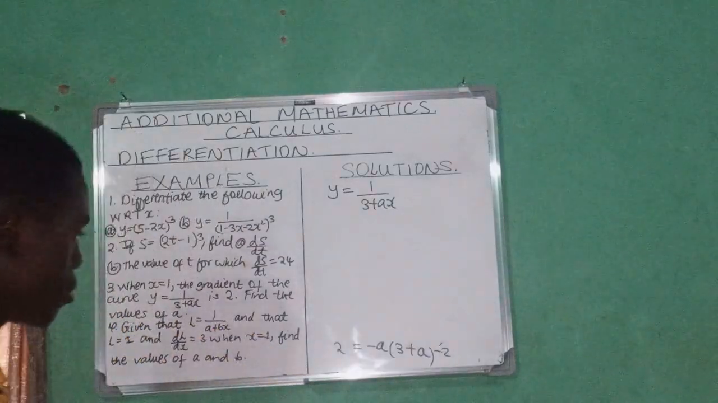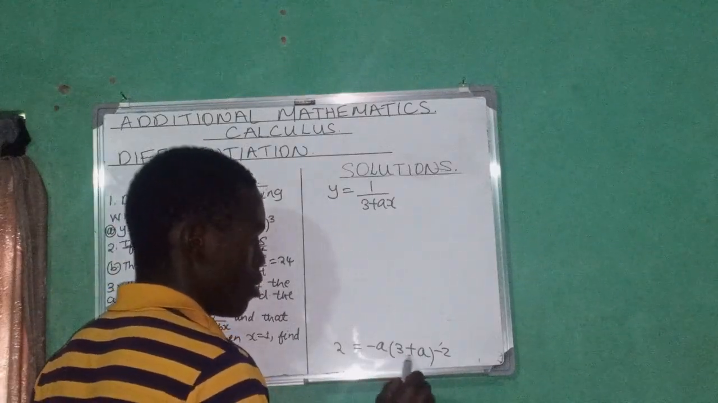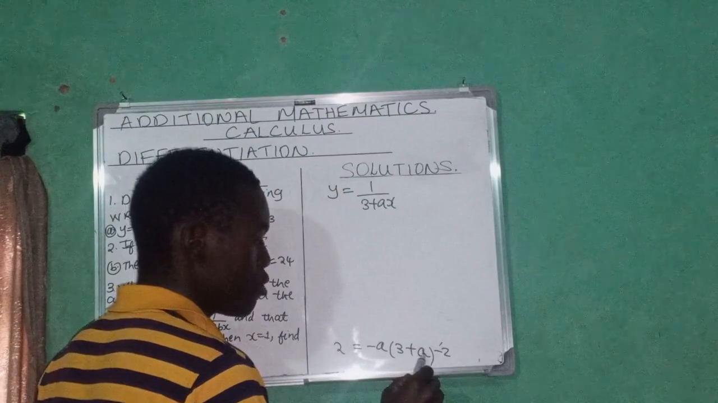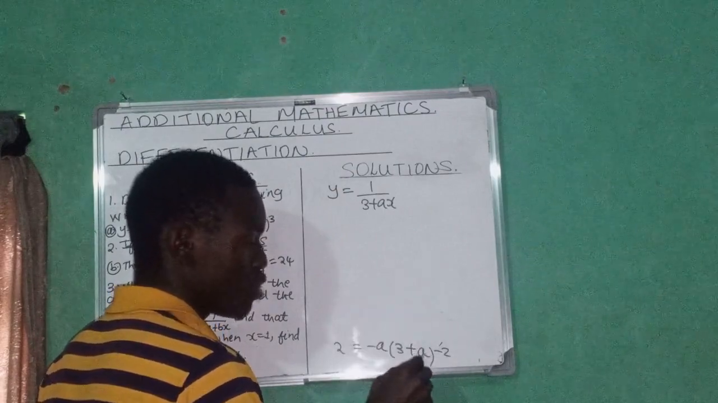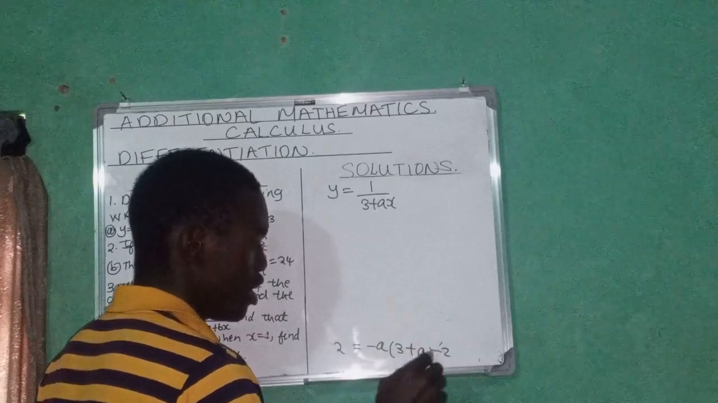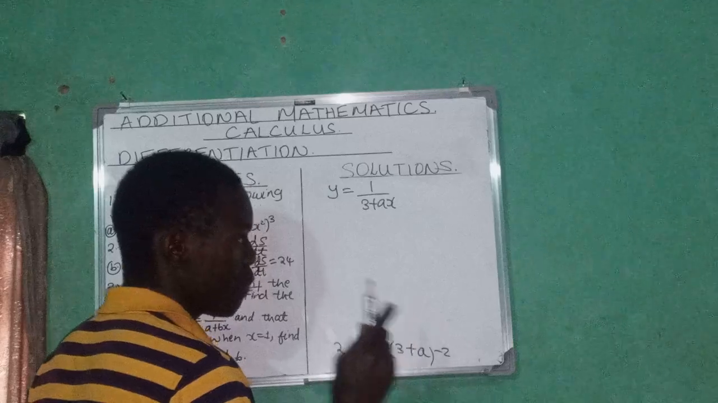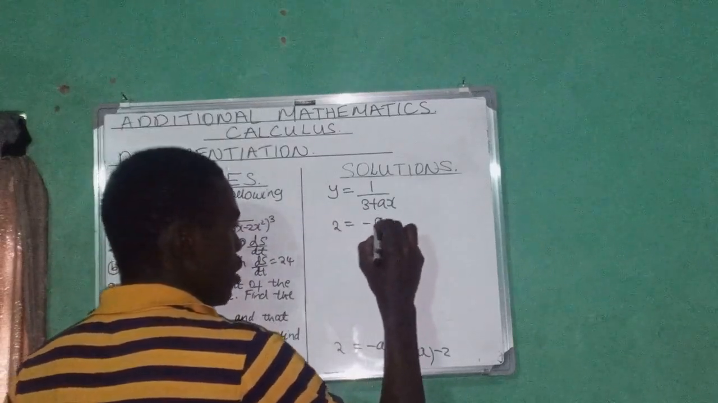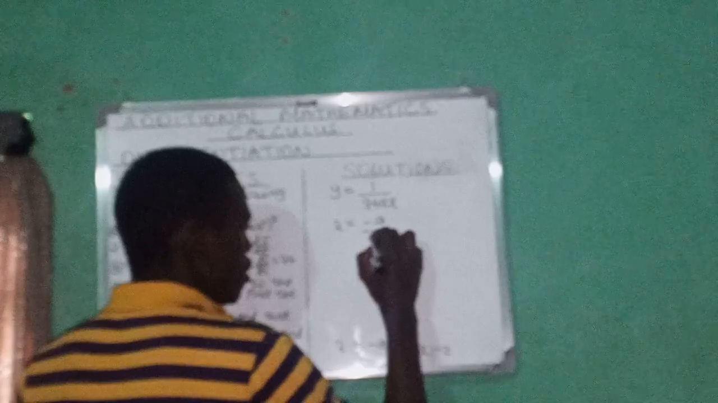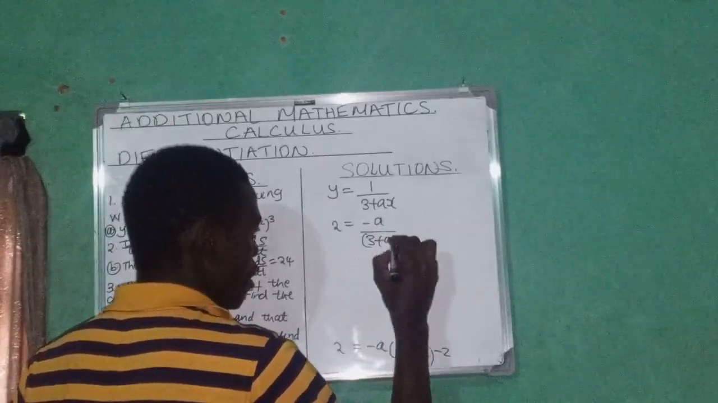Okay. So this, which is in the brackets, is called the core. We have got rid of x because we said x is equal to 1. A times 1 will just be a. So here, let's make this index, the power negative 2, the power positive 2. So 2 is equal to negative a divided by (3 + a) raised to the power 2.